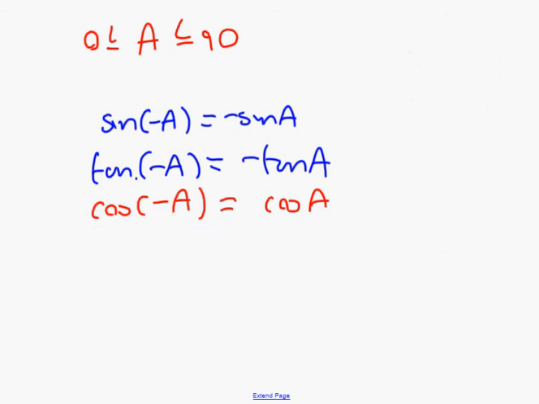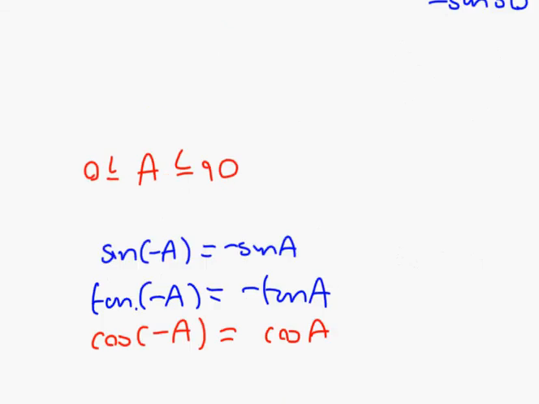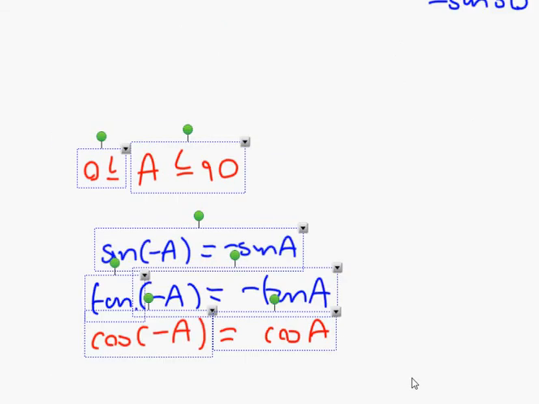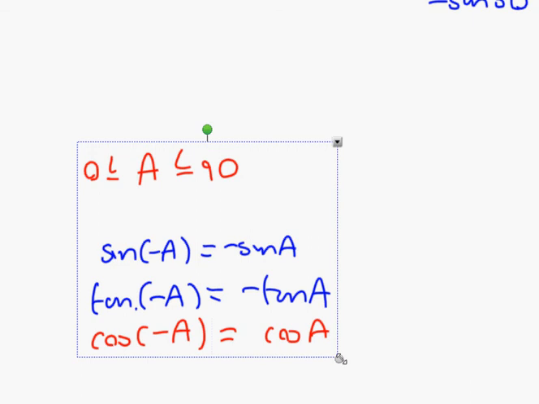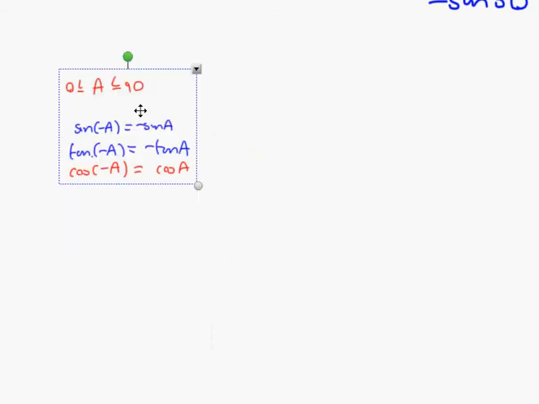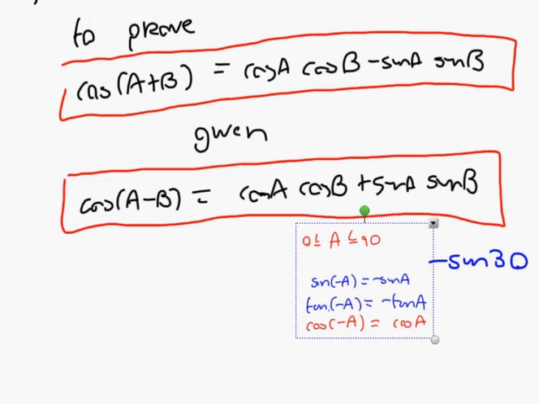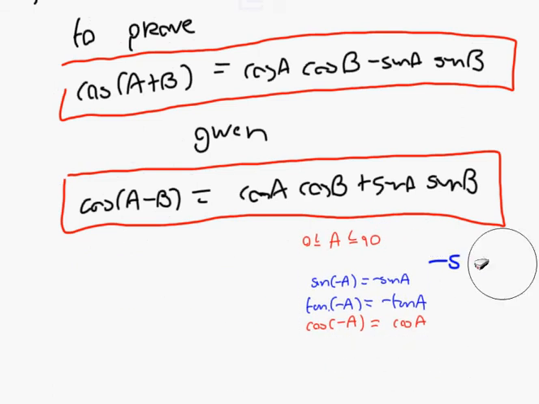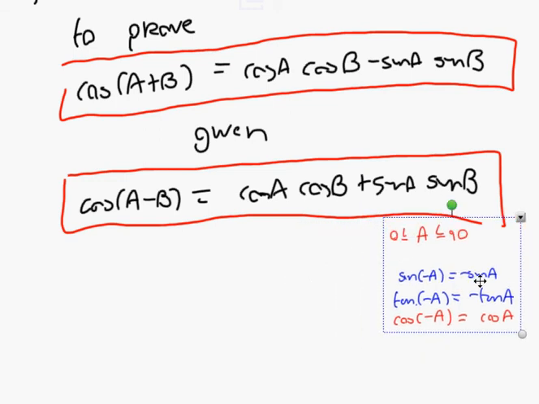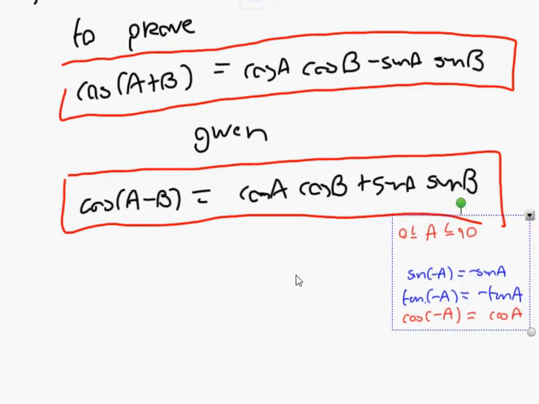Now that we understand this, we're going to grab these rules and use them above. So I'm going to go up to the given part we have here. What I did there had nothing to do with the proof itself; it was just explaining a bit about negative angles. This is where the proof actually begins.